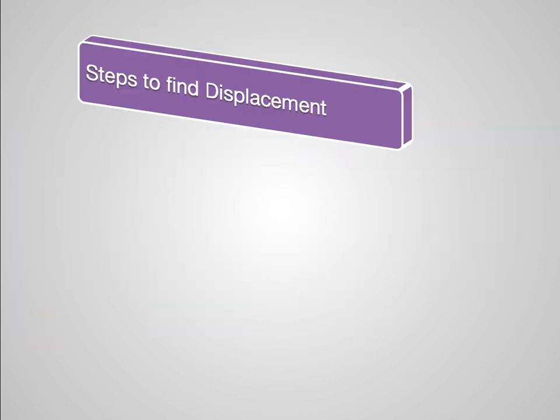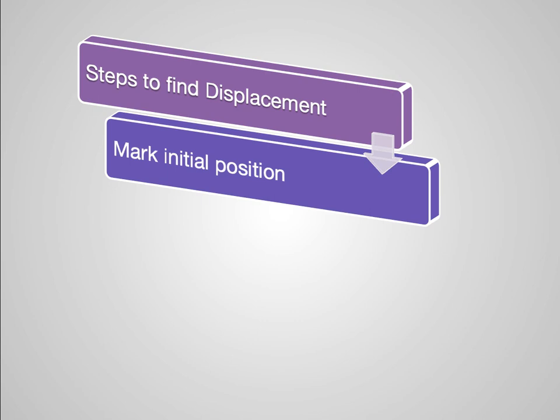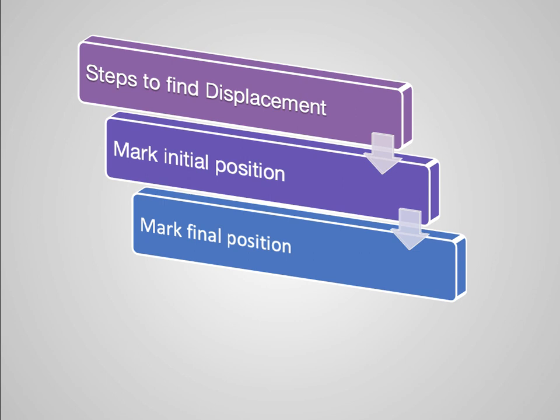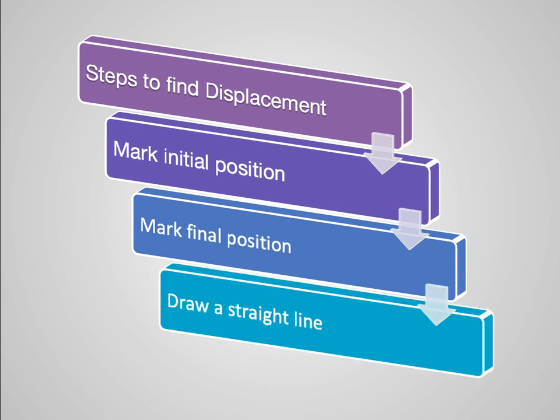These are the steps to find the displacement. First, you need to find the initial position. Then check what's the final position. Just draw a straight line. This is how you find the displacement of any body. Means you don't have to care about how the body has actually moved. In displacement we don't think about the actual path. We just consider the starting and ending points and draw a straight line. That's what you call the displacement.